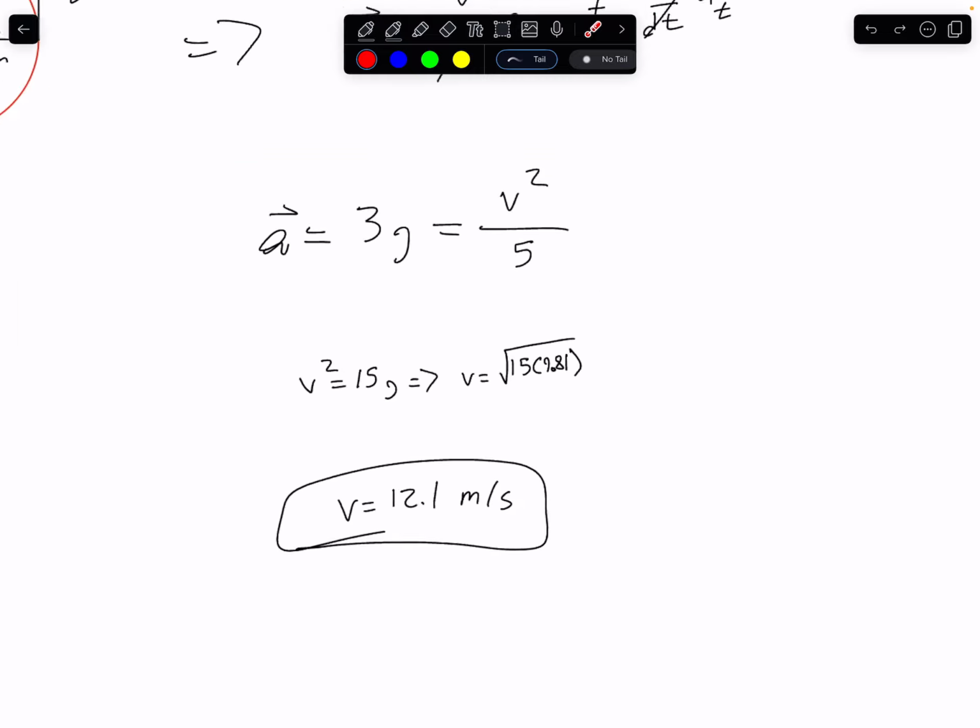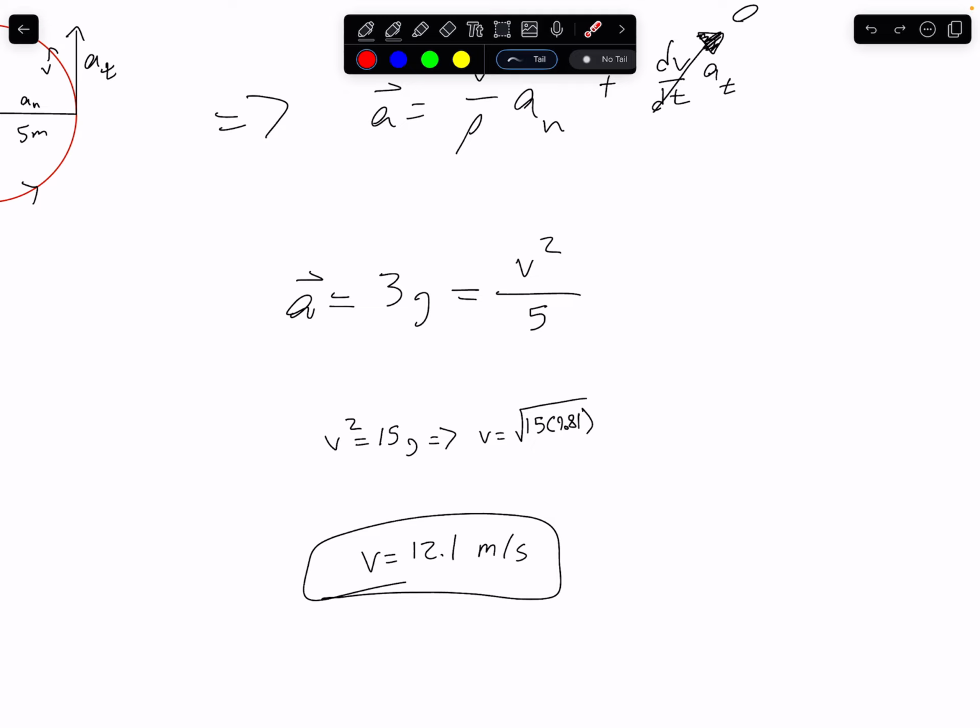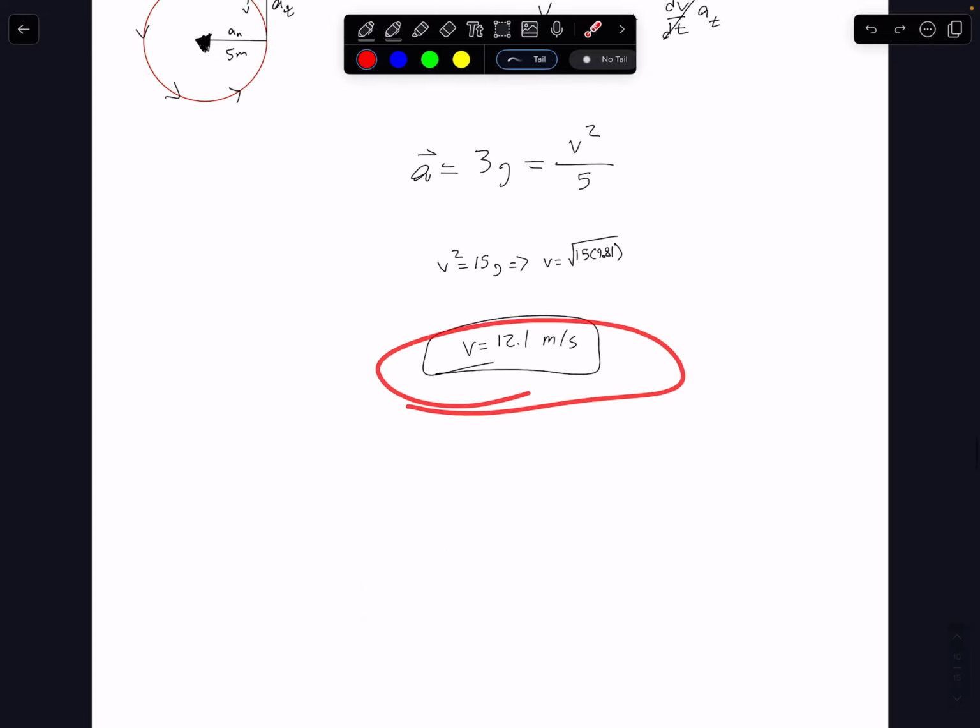And then we're looking for the velocity that they're going with the 5-meter radius to experience 3 Gs. A little bit of algebra, we get v equals 12.1 meters per second.